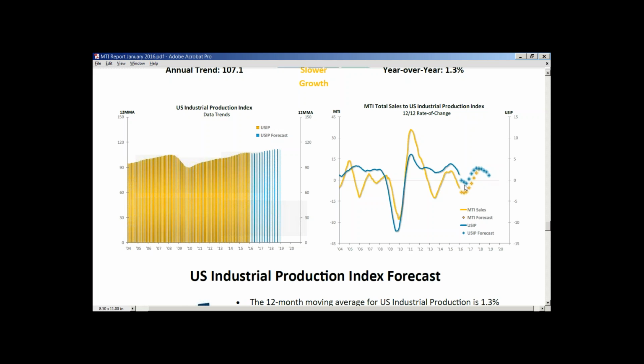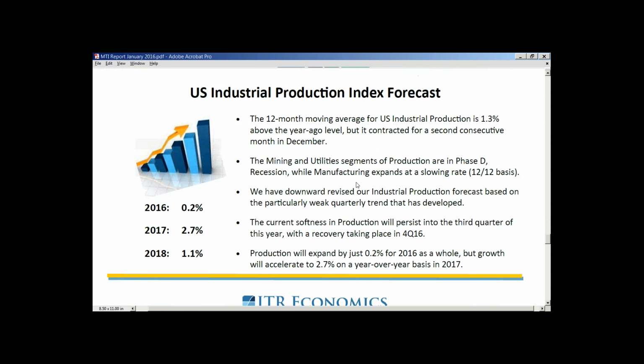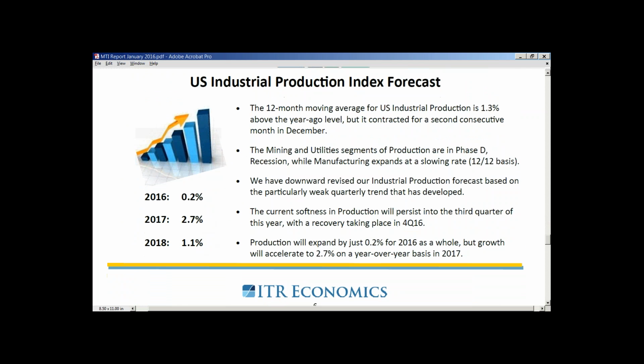So you can see our expectations for a low in U.S. industrial production in the third quarter of 2016 corresponds essentially to the low for MTI sales in the second or third quarter of this year, and then a period of rise will ensue based on the rise in industrial production. Below the charts, you have some commentary about the index itself with some additional insights and the year-end values for industrial production, it being essentially flat this year, rising by 2.7% in 2017, and then slowing in its rate of rise to 1.1% by 2018.